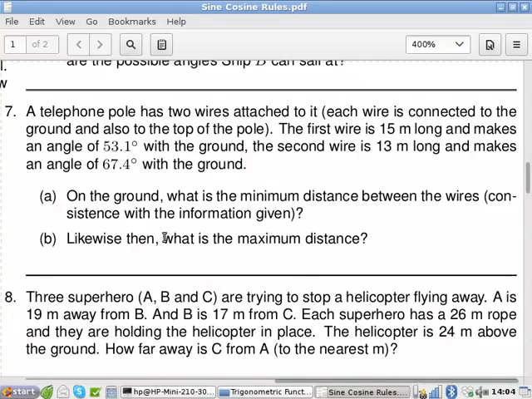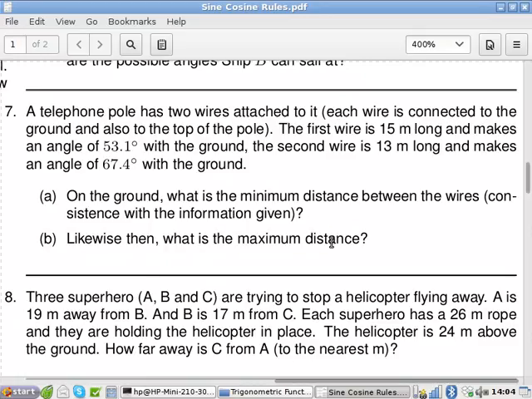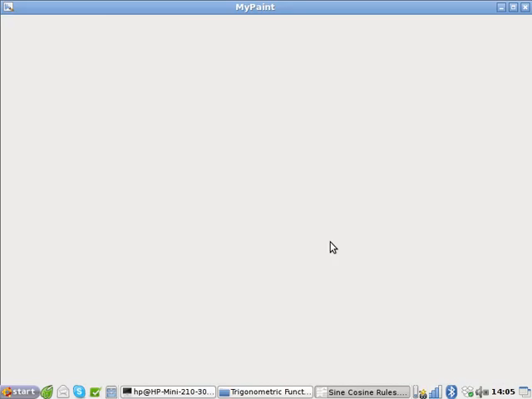Second way to draw it, which is for part B. And looking at what most people drew, it looks like we went for B first. So I'm going to do the B part first. So we have two wires, one at 53.1 degrees and one at 67.4. So let's draw that. Here's the telephone pole.